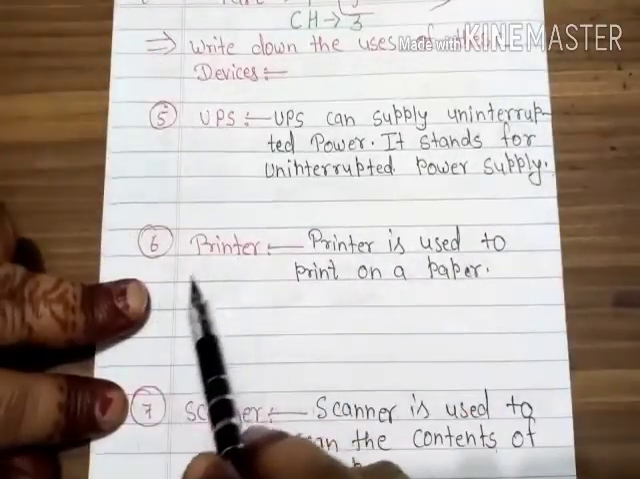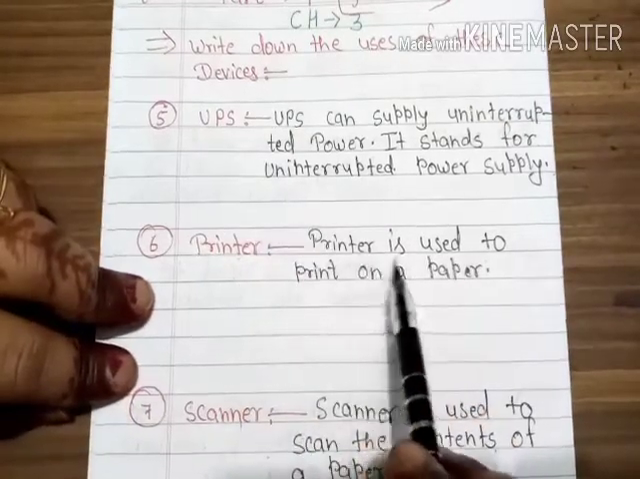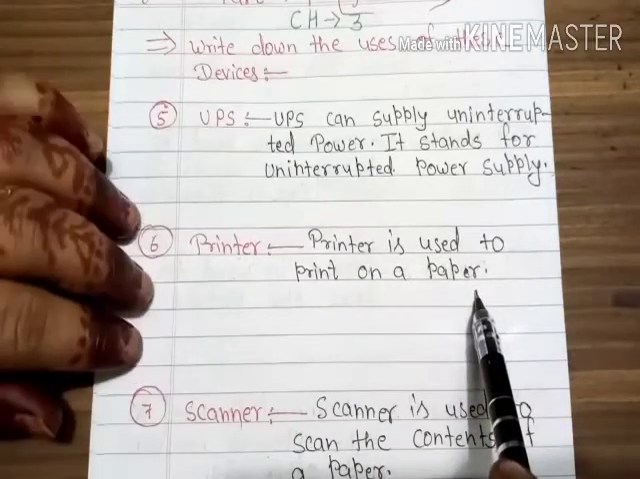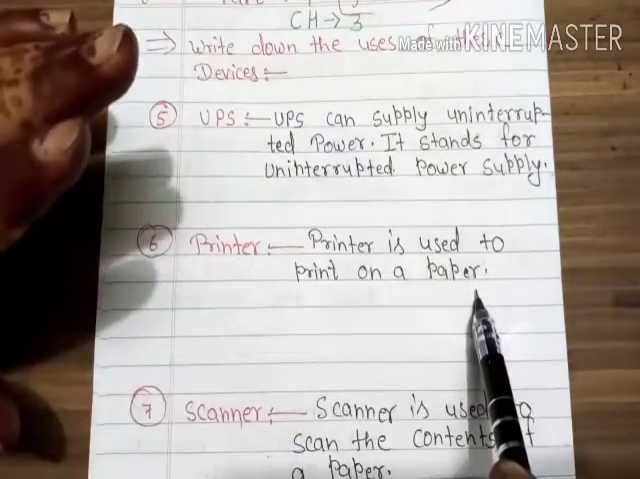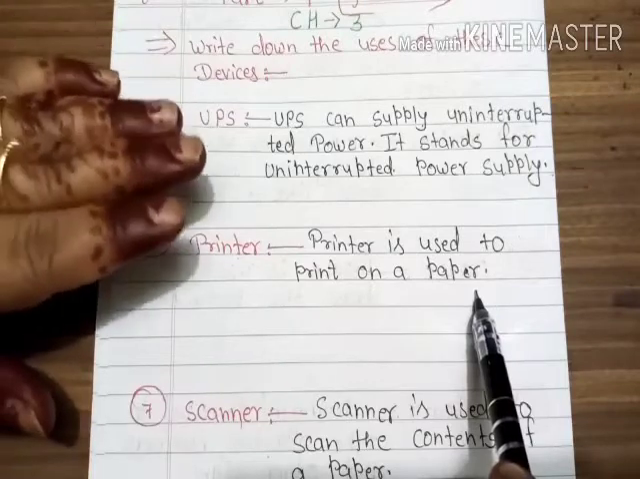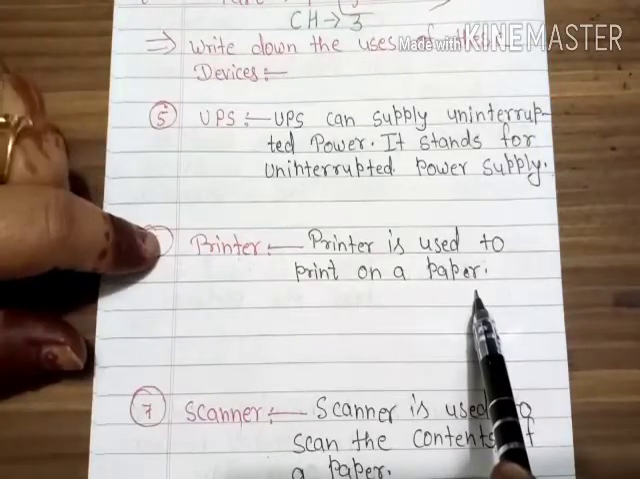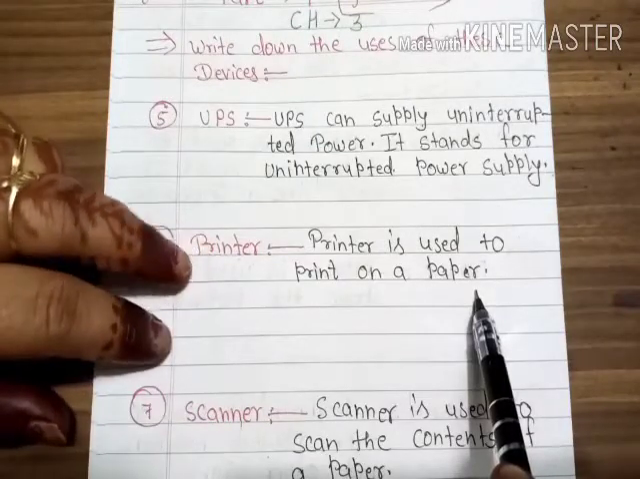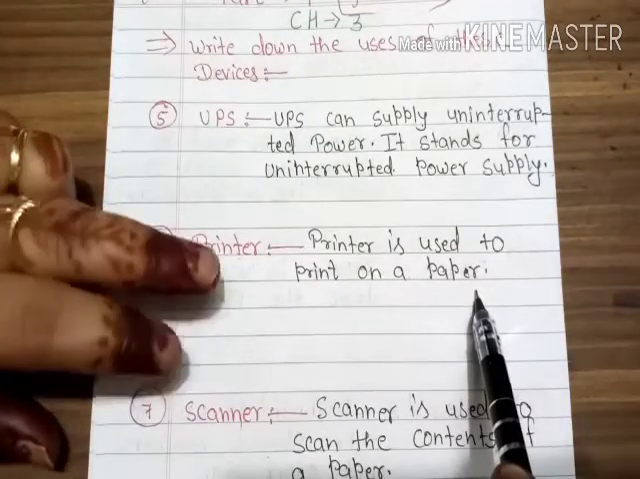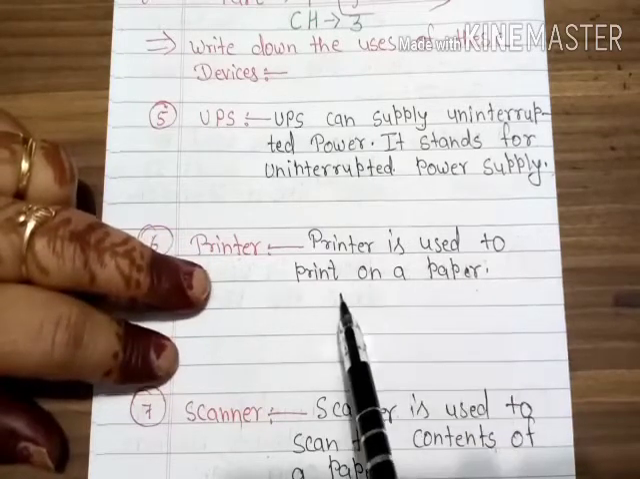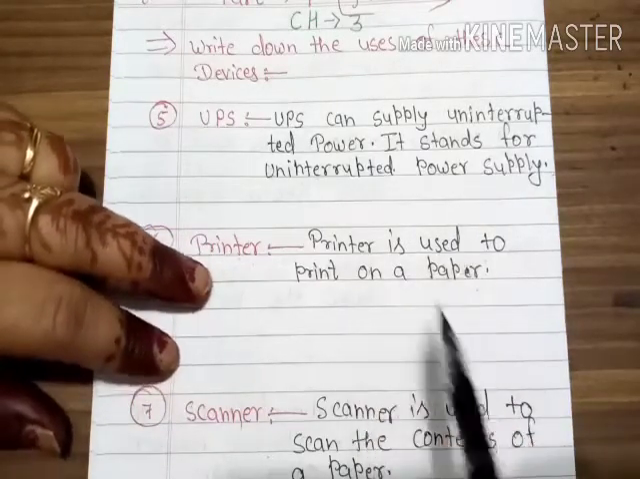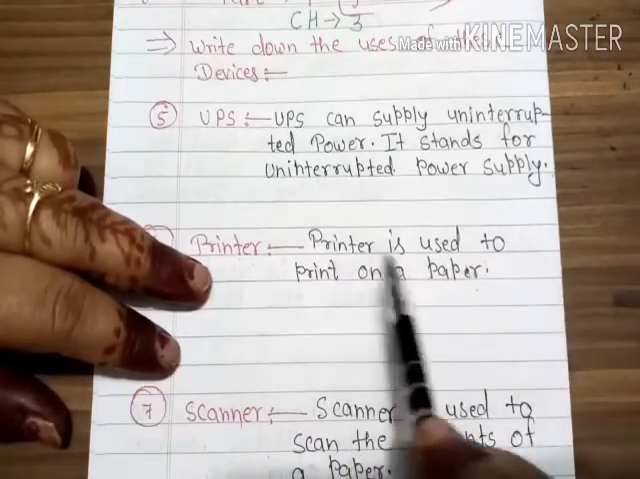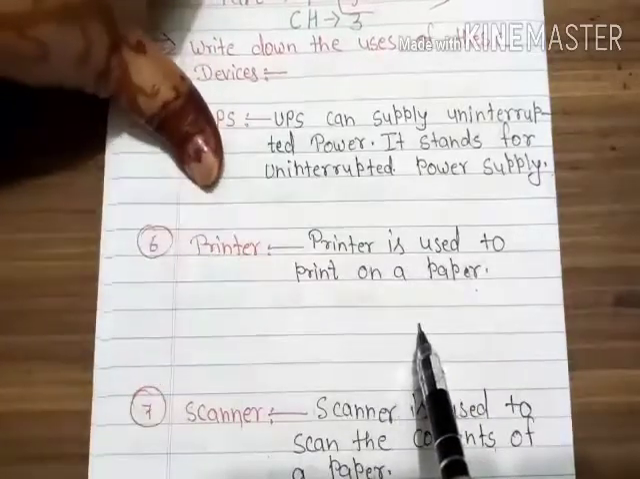Number 6, it is about printer. Printer is used to print on a paper. If you want to take a print of anything you have written or drawn in your computer, then you have to attach your computer with a printer, and with the help of this printer you can take the printout of that particular written or drawn object. So printer is used to print on a paper.